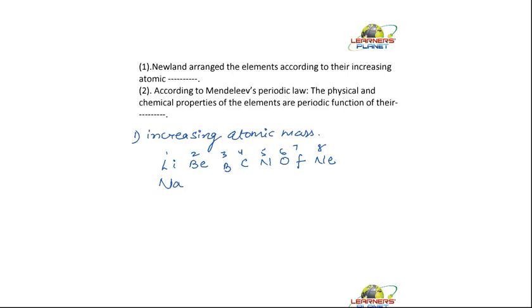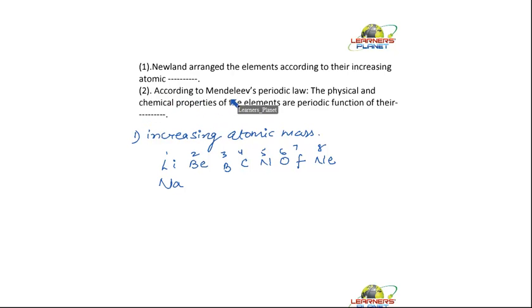Right? So this is just like the musical notes, that is sa, re, ga, ma, pa, dha, ni, sa again. Okay? So this is just according to the musical notes. This is sa, re, ga, ma, pa, dha, ni, sa, and again sa. So he arranged it according to their increasing atomic masses.